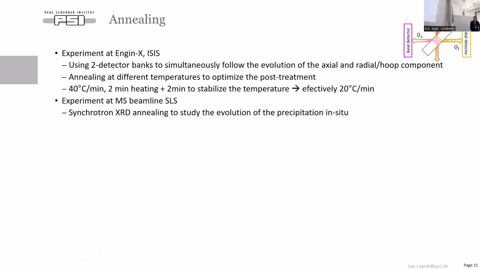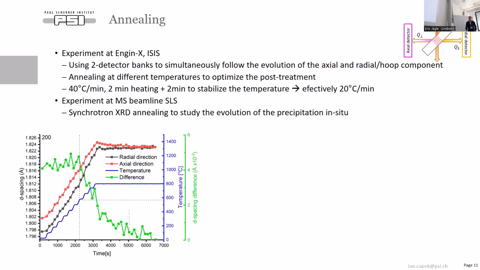As I said, we went for the in-situ experiment to the Engin-X beamline, and there we heated up the samples at 40 degrees per minute, always 2 minutes heating and 2 minutes holding the temperature to kind of balance the temperature. And then we repeated the very same procedure at the MS beamline. And you see the experiment is quite simple.